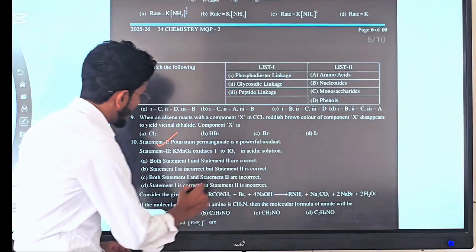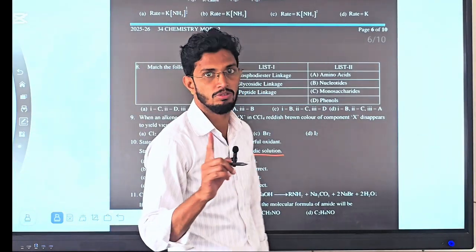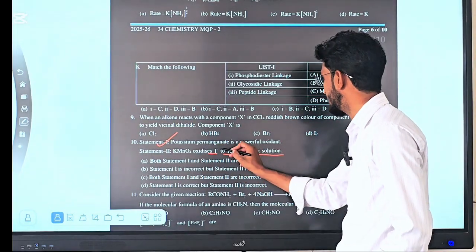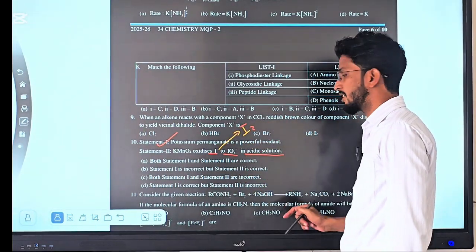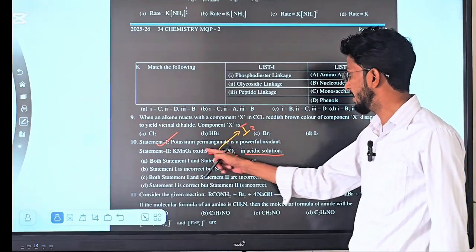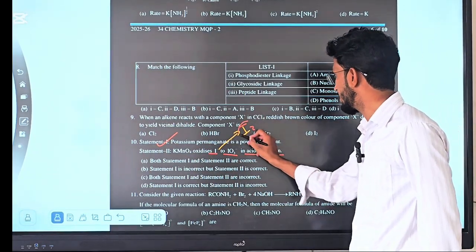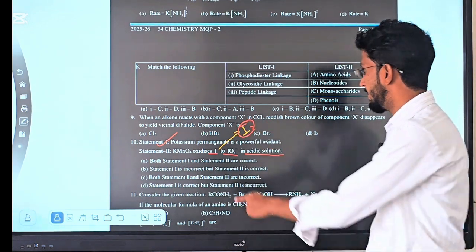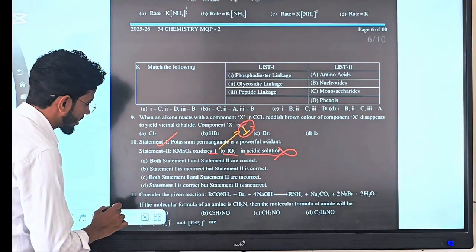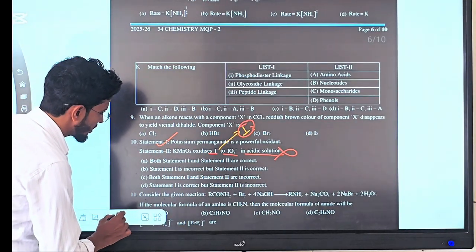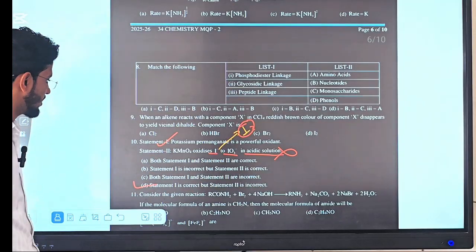Next is statement 2: KMnO4 oxidizes I minus to IO3 minus in acidic solution. No. In acidic solution, I minus is converted into I2. But in neutral medium, it converts I minus into IO3 minus. So statement 1 is correct, and statement 2 is wrong. The answer will be D. Statement 1 is correct, but statement 2 is incorrect.